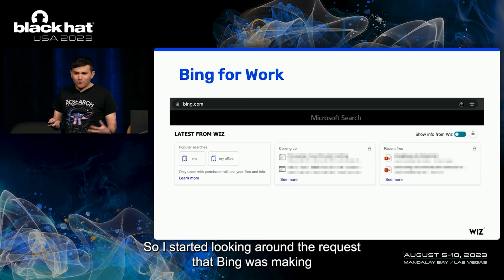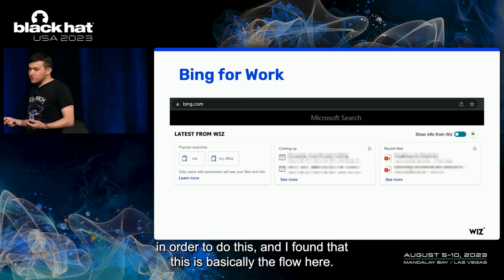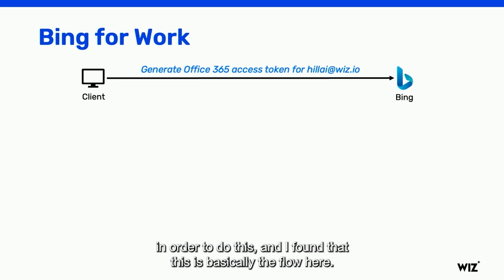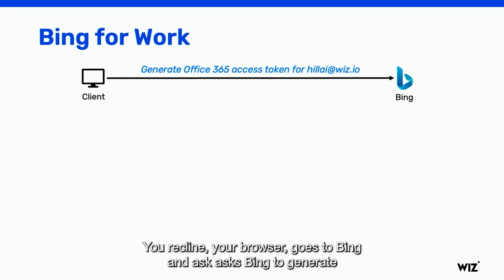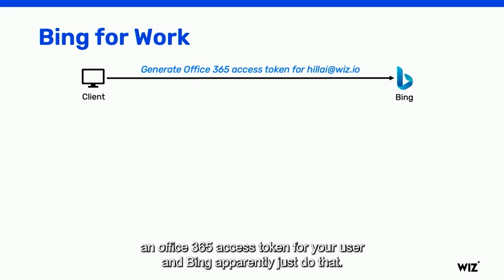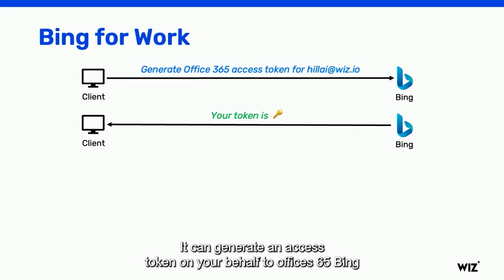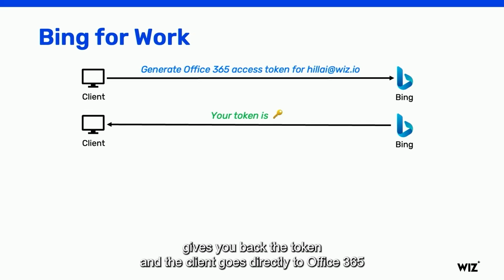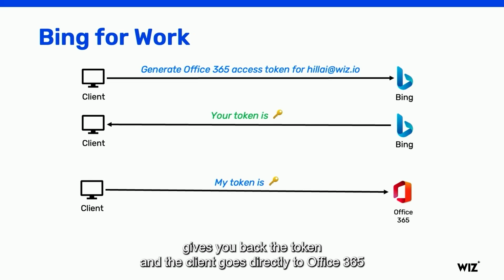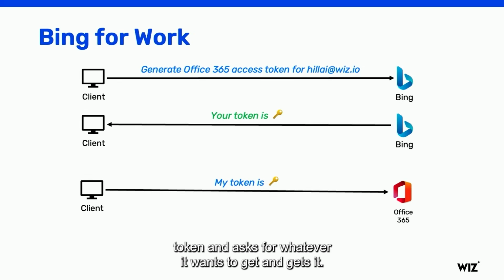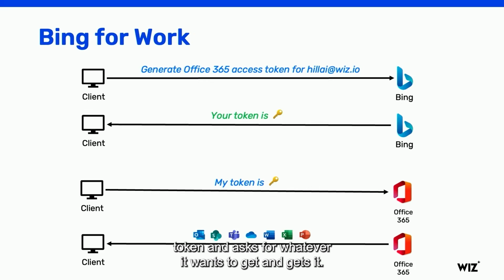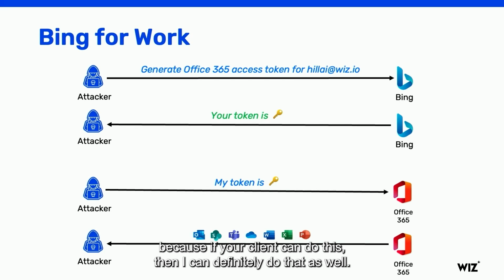So I started looking around at the requests that Bing was making in order to do this, and I found that this was basically the flow. Your client, your browser, goes to Bing and asks Bing to generate an Office 365 access token for your user, and Bing can apparently just do that. It can generate an access token on your behalf to Office 365. Bing gives you back the token, and the client goes directly to Office 365 with that token and asks for whatever it wants and gets it. So I looked at this flow and I was like, amazing, because if your client can do this, then I can definitely do that as well.